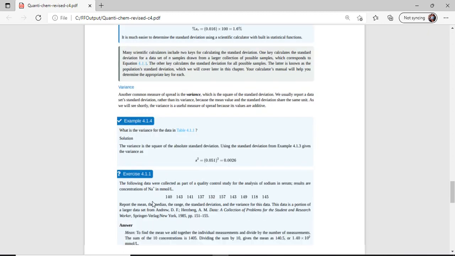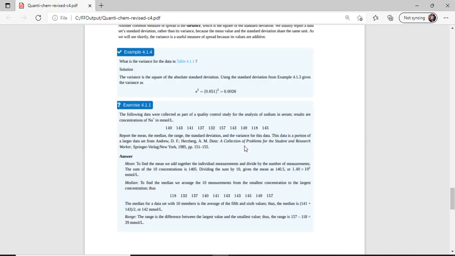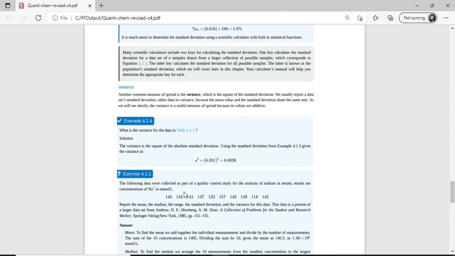Okay, next example. Because we already used the penny, we will now be using sodium. Sodium in your serum: the concentration of sodium, or Na+ ions, in millimoles per liter. So you have 140, 143, 141, 138, 132, 138, 137, 132, 157, 143, 149, 118, and 145.